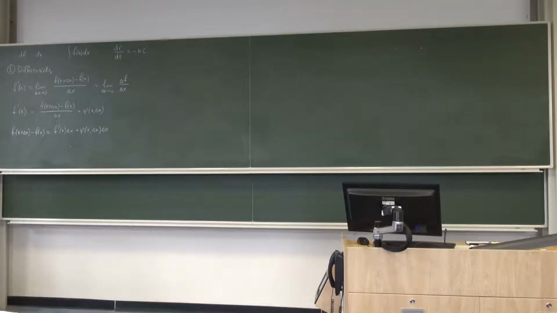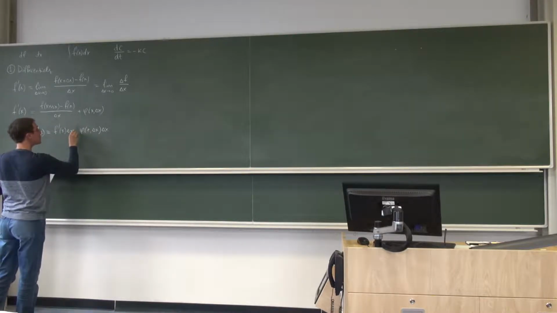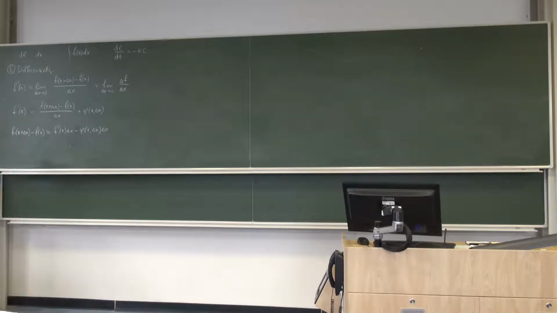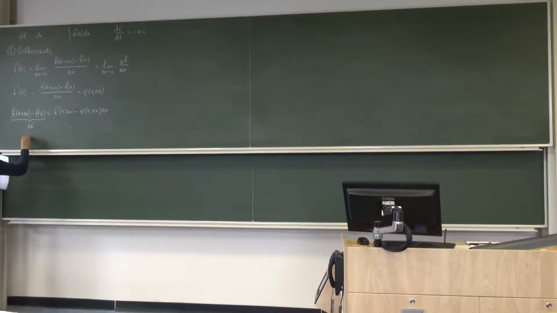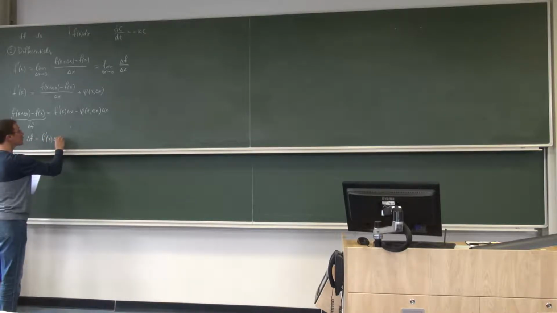Have we missed something? Yes, well spotted. And this is just delta f. So why don't we write it that way? We will have delta f is f prime of x delta x minus the correction.